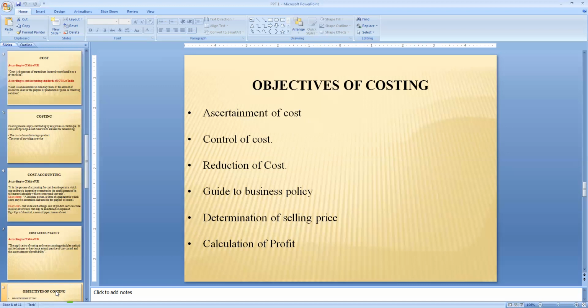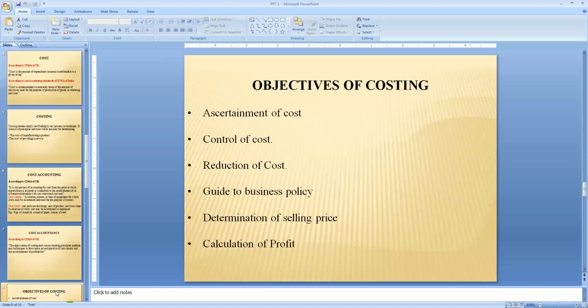Or we can say the basic objective of cost accounting is nothing but the ascertainment of cost for products and services. For cost ascertainment, different techniques and systems of costing are used. That is how we are able to ascertain the cost. So with the help of techniques and systems, it is possible to know how much cost is going to be incurred. That is the basic primary objective of costing.